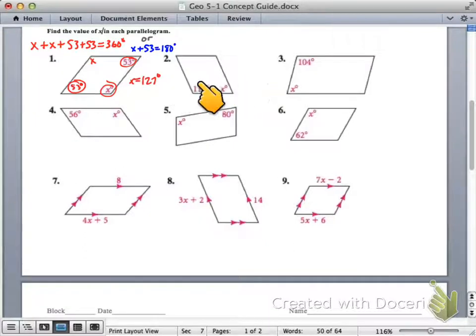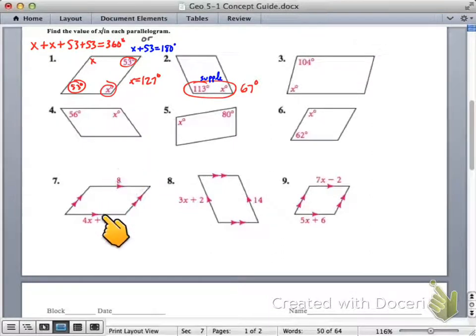So I don't have to really think about that this is 113 degrees here on number 2, or this is x. If this is a parallelogram and it tells us that it is, these angles are consecutive angles. They have to therefore be, you got it, supplementary. So x ends up equaling 67 degrees.